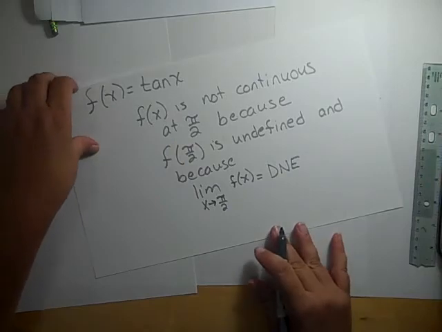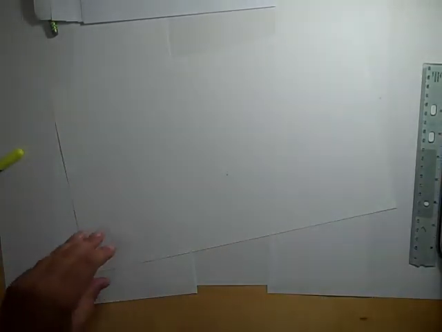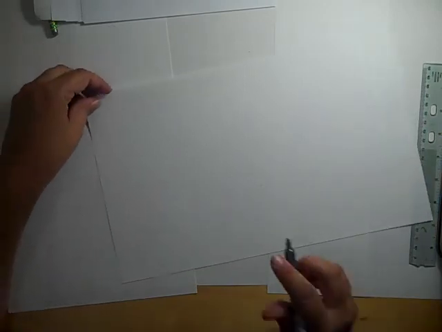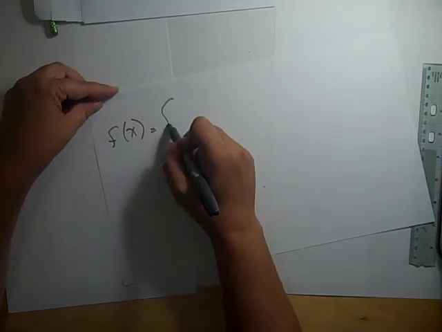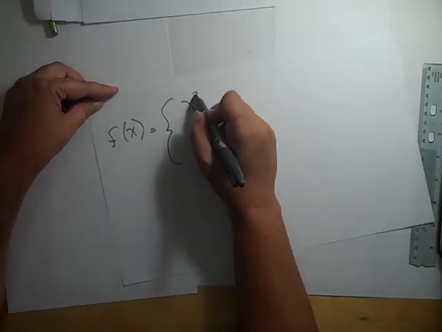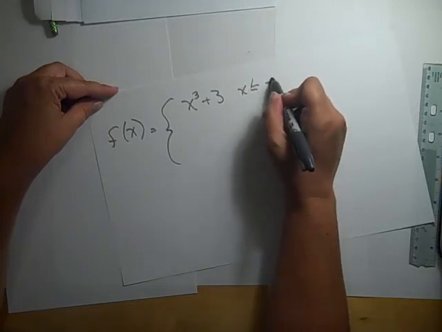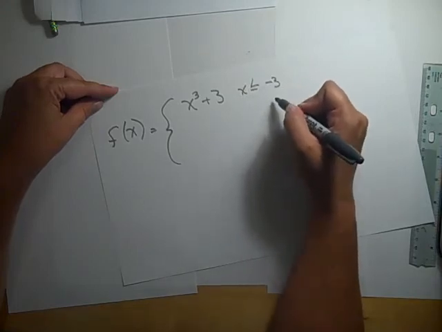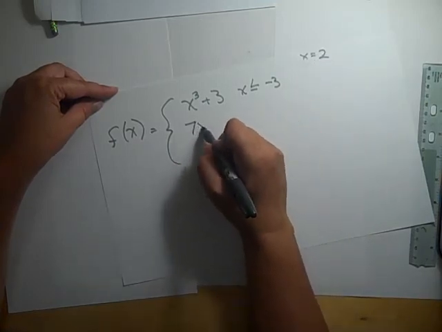Okay, 34. Let's discuss why this function is discontinuous at x equals 2. So we have f of x. Wow, this is a three-part piecewise function. X cubed plus 3 when x is less than or equal to negative 3. Well, that doesn't really even interest us. We're just interested in x equals 2. So let's see what happens next.